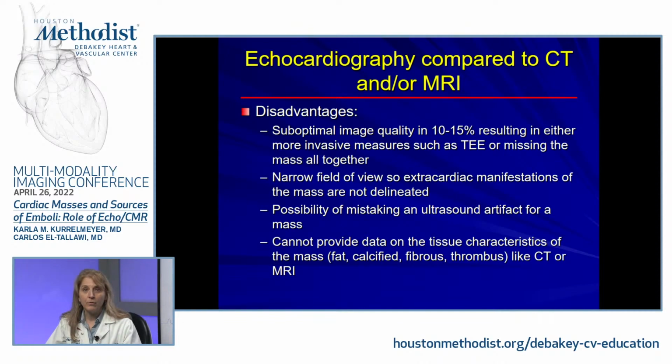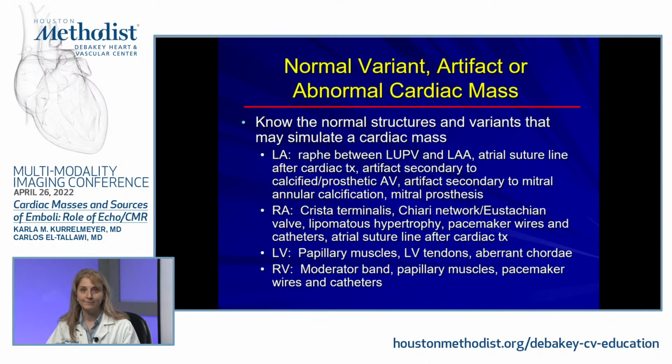It has a very narrow field of view, so the extracardiac manifestations of the mass are not delineated. For example, if the mass is coming from the lungs, a tumor that's metastatic to the heart, you cannot see the tumor within the mass like the other imaging modalities can. And there's a possibility of mistaking an ultrasound artifact, because there are many artifacts using echocardiography, for a mass, leading to unnecessary testing, and it cannot provide data on the tissue characteristics of the mass. It cannot tell you whether or not it's predominantly fat, predominantly calcification, fibrous, or thrombus like CT or MRI can.